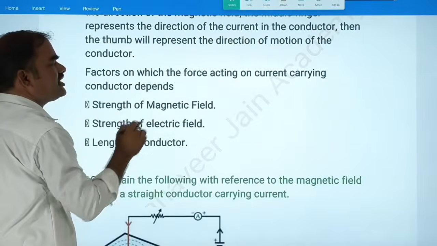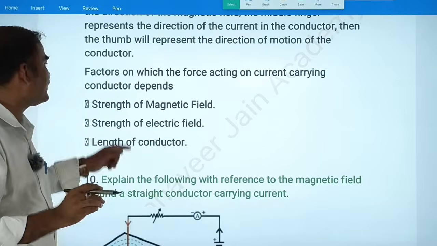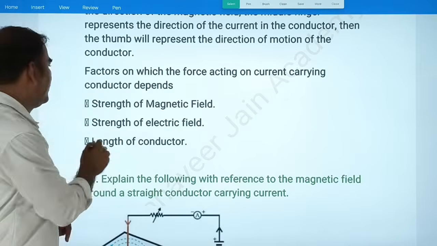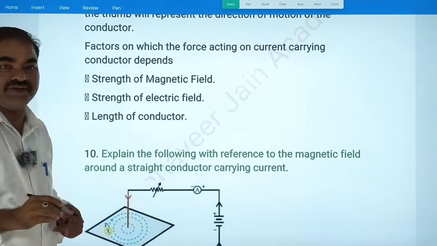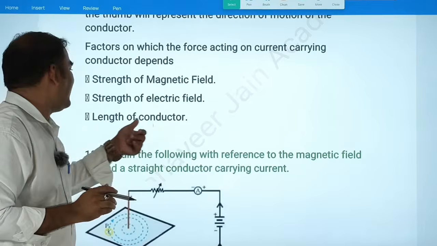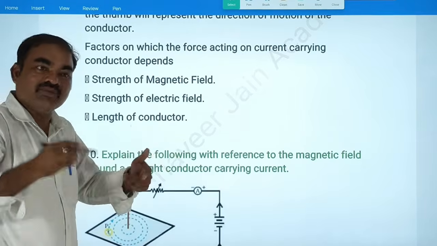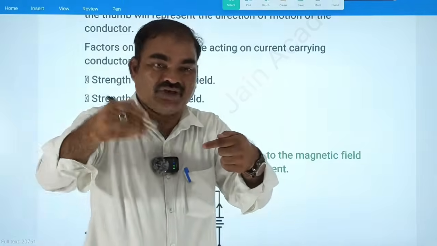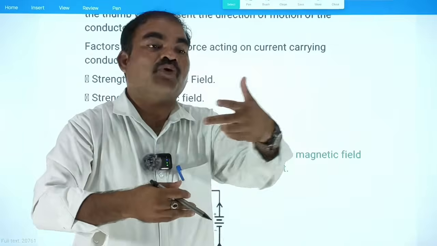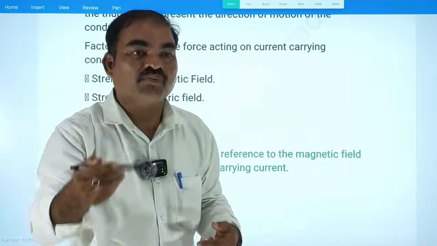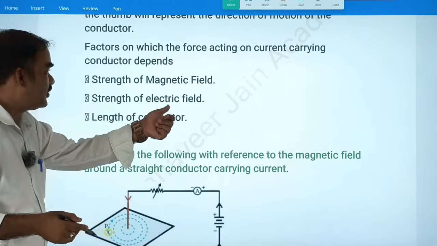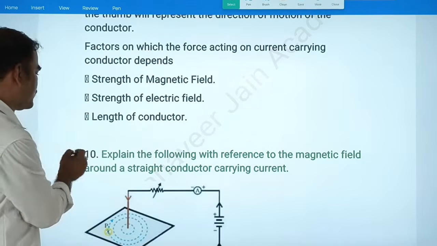Factors on which this force acting on a current carrying conductor depends. What are the factors it depends on here? So, the strength of the magnetic field. Second one, the strength of the electric current and the length of the conductor. In an electric motor there will be copper winding, that length. If we want more power, we have to wind more and we have to give more current. So the strength of the electric current also, and the strength of the magnetic field also.